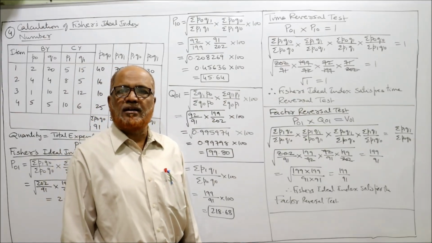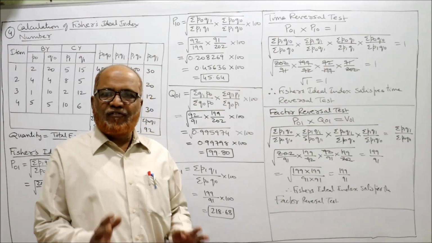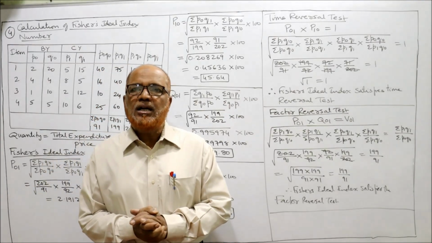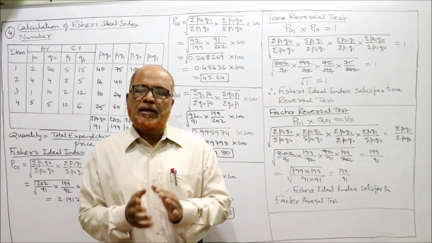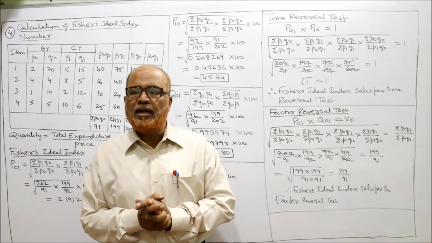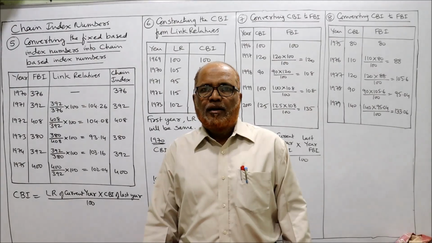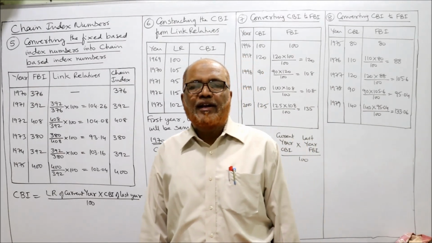Factor reversal test, that's all. So these are the 4 problems we have done on test of consistency. The next problem will start on chain based index numbers. Hello students, come on, we'll continue the problems of index numbers.